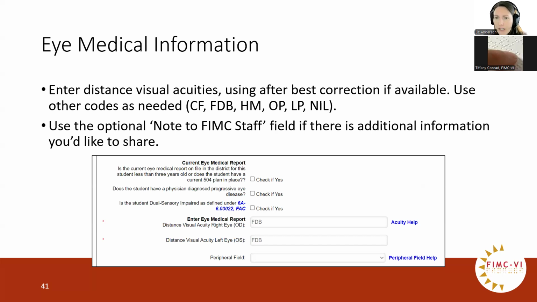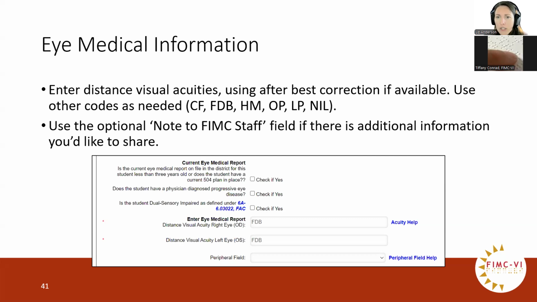There are some check boxes on here. So we have the box for the current iMedical report. Remember, you don't need to check that. Don't worry about that box. We'll pretend that it doesn't even exist. There's the question about progressive eye disease. You can check that box if that is present.